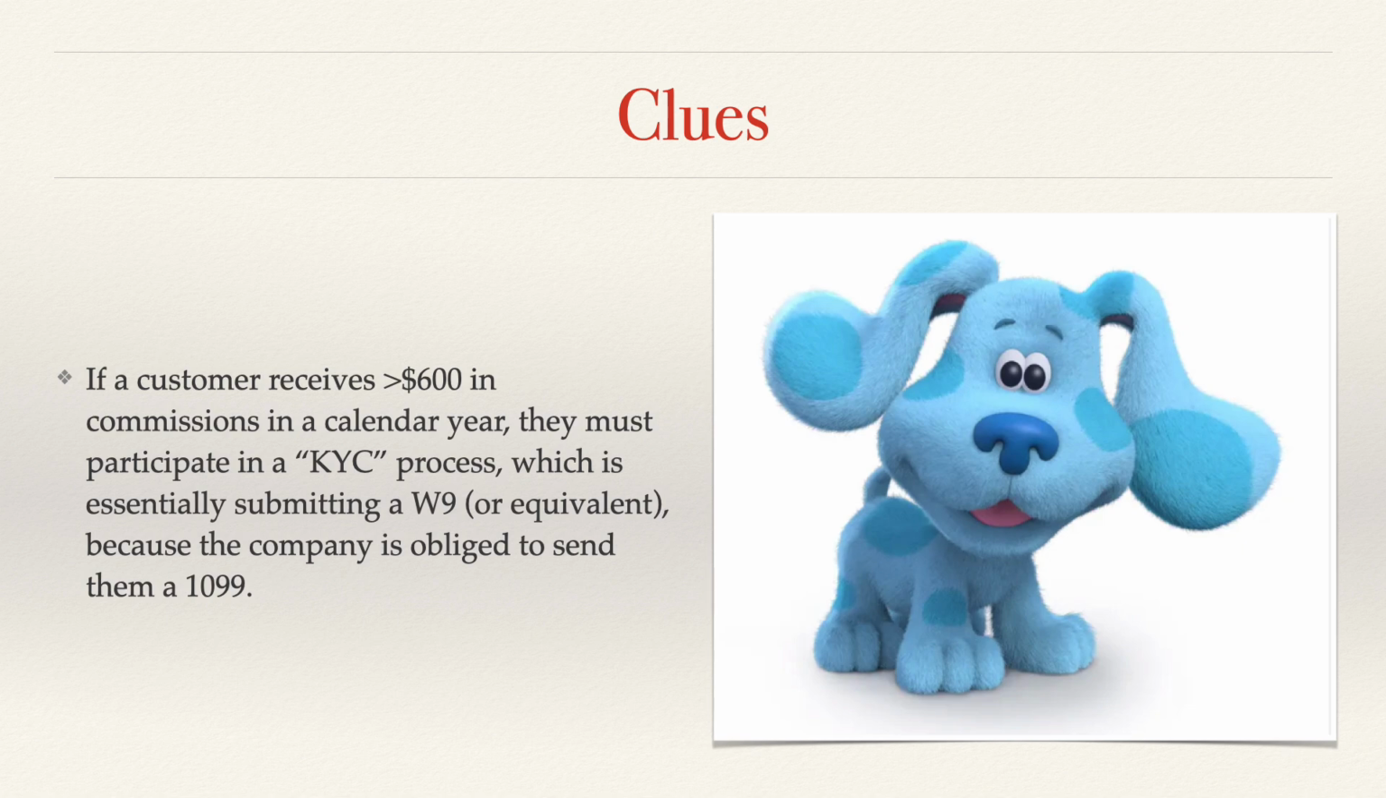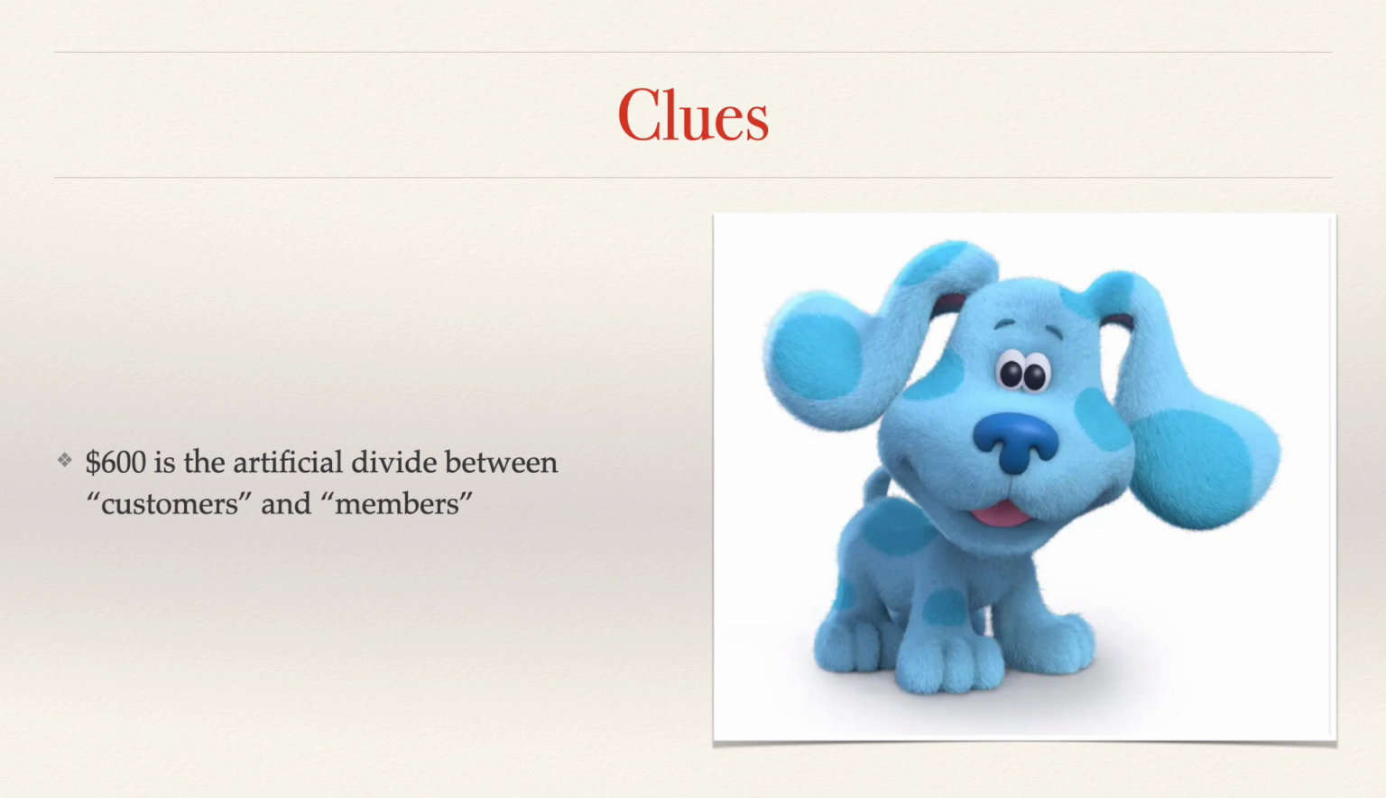If a customer earns more than $600 in commission per calendar year, they must participate in what this person referred to as a KYC, a Know Your Customer process, which is essentially equivalent to submitting a W-9 to them, or the equivalent. Because when you earn more than $600, according to United States law, the company owes you a Form 1099, meaning you are officially a 1099 contractor. So, $600 is the artificial divide between customers, so-called, and members, so-called, which are basically just the same thing, except one has managed to sell more than $600, has earned more than $600 in commission every year, and the other has not. Now, how many members and customers are there in iGenius?